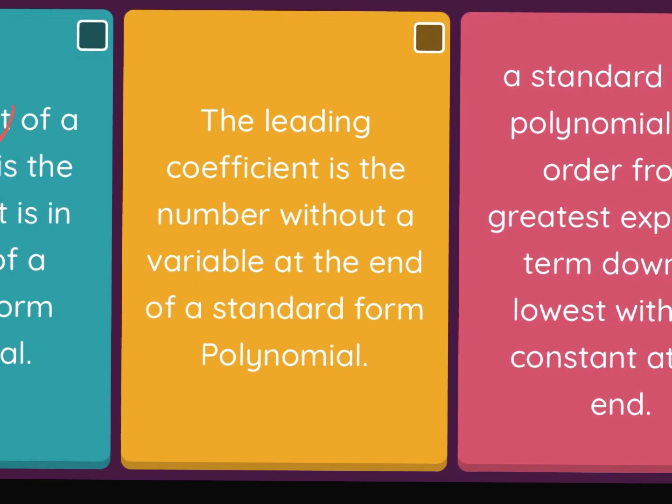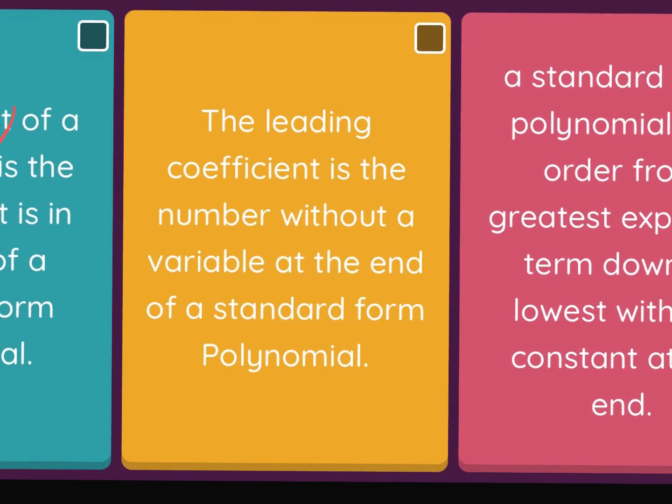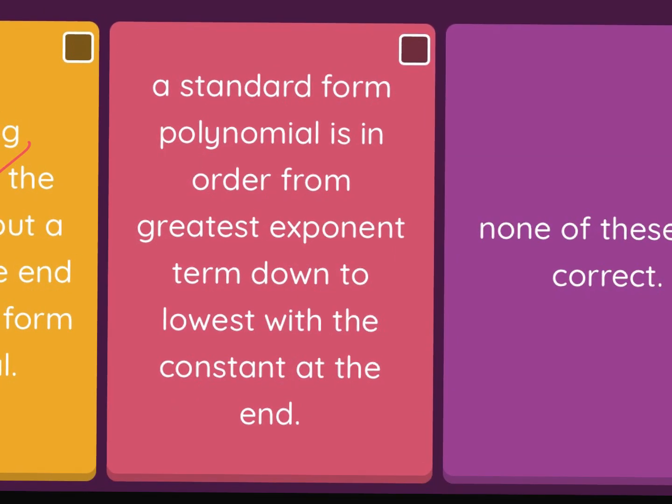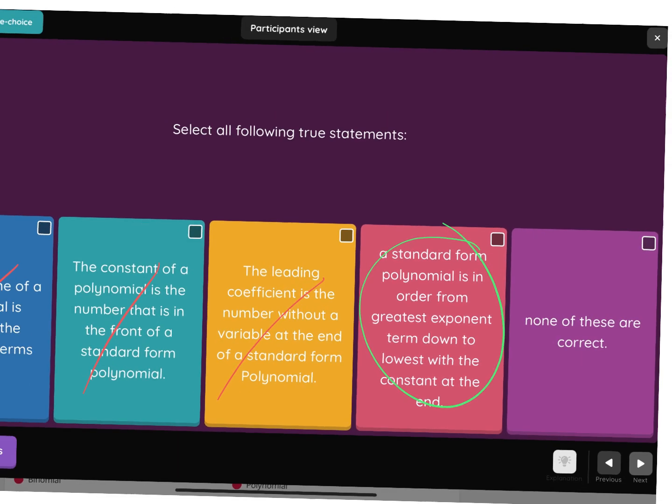What about this one over here? The leading coefficient is the number without a variable at the end of a standard form polynomial. No, that's false. What would that be? That would be the constant. That would be the number at the end of a standard form polynomial without a variable, right? Over here, a standard form polynomial is in order from greatest exponent term down to the lowest with a constant at the end. True or false? True. This one is apparently the only one that's true. So that's the one you would select, and you'll get full credit right there.